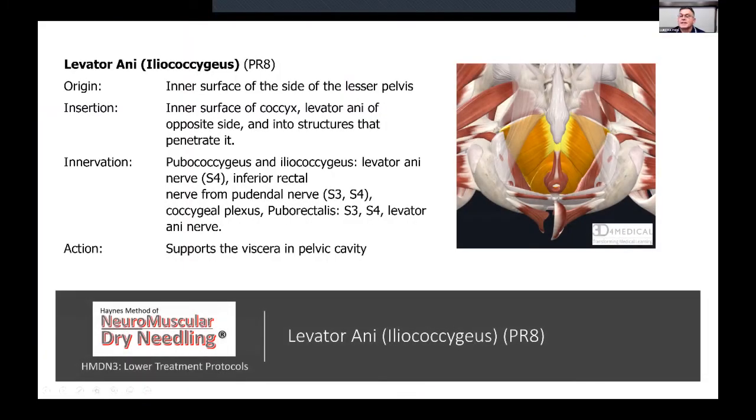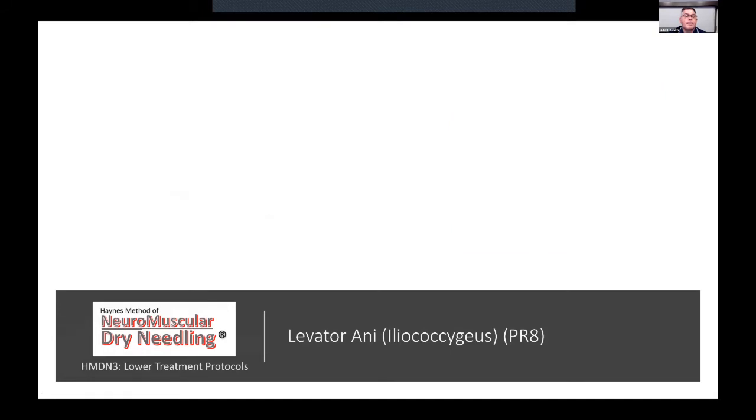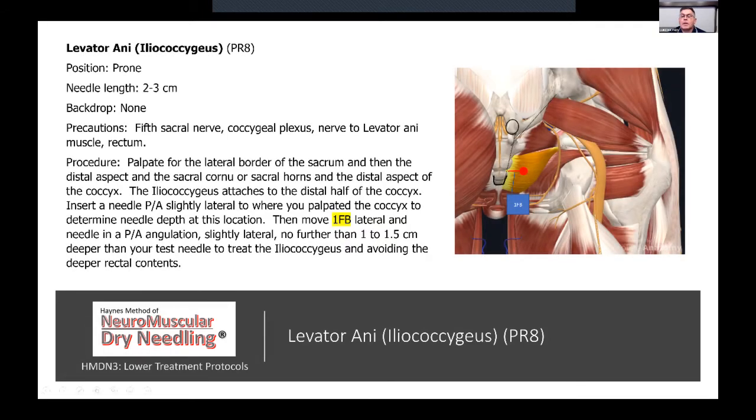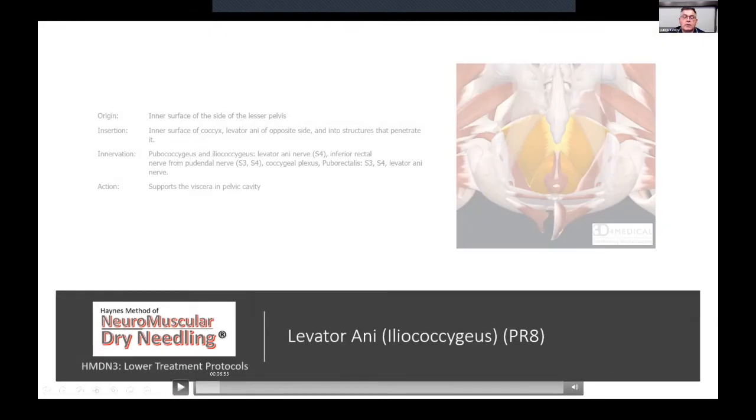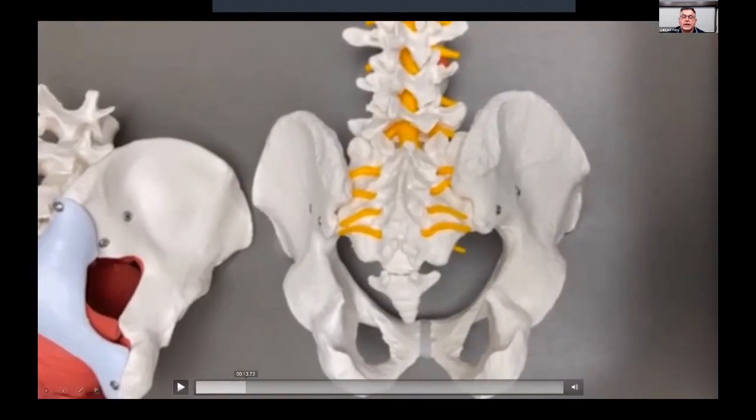Okay, so then we'll look at coccygeus. Same process. We're going to come down and needle onto the coccyx itself. We're going to then move 1 finger breadth lateral and give ourselves 1 to 1.5 more centimeters into the levator ani or the iliococcygeus.